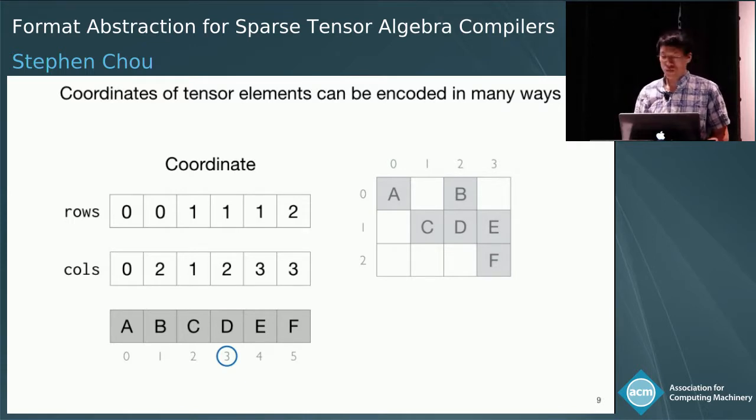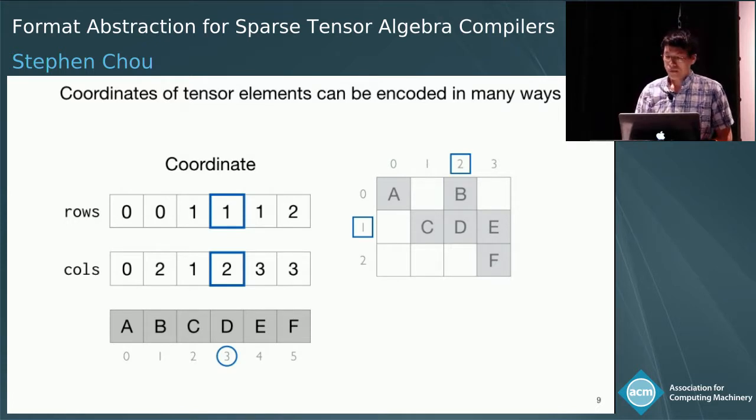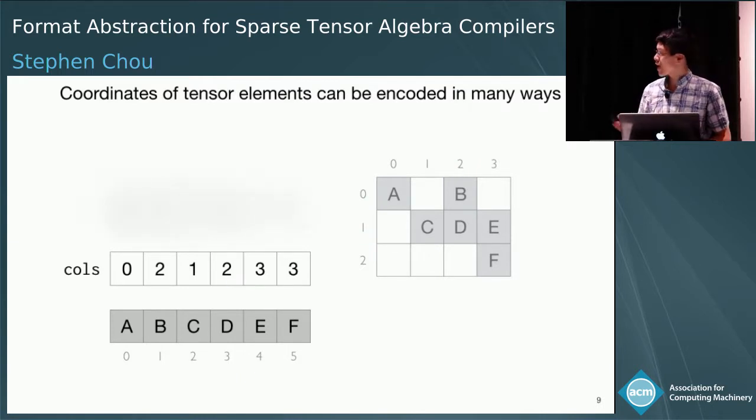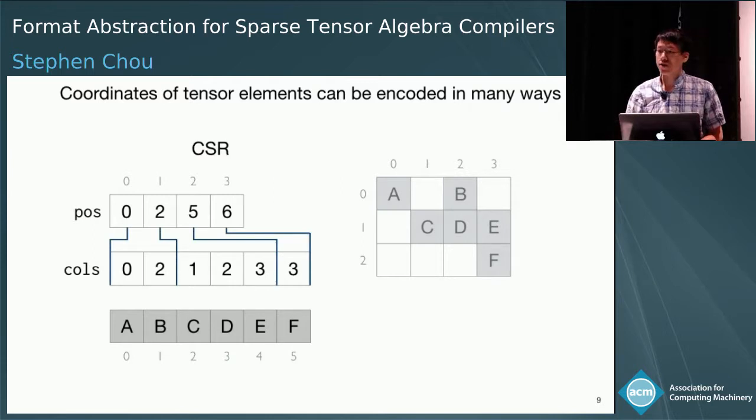So given any element, we can get its coordinates in the original tensor by just loading them from the rows and columns arrays respectively. But actually, we can save even more memory if instead of explicitly storing every element's row coordinates, we just keep track of which range of elements belongs to each row of the tensor. And that's the idea of the CSR format, as shown here.